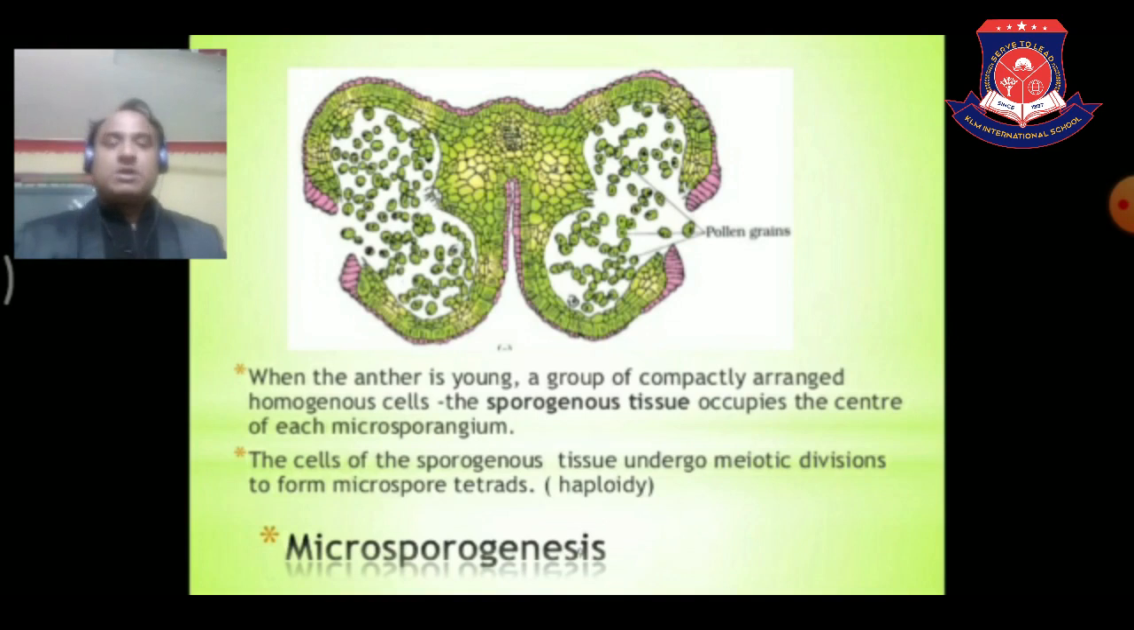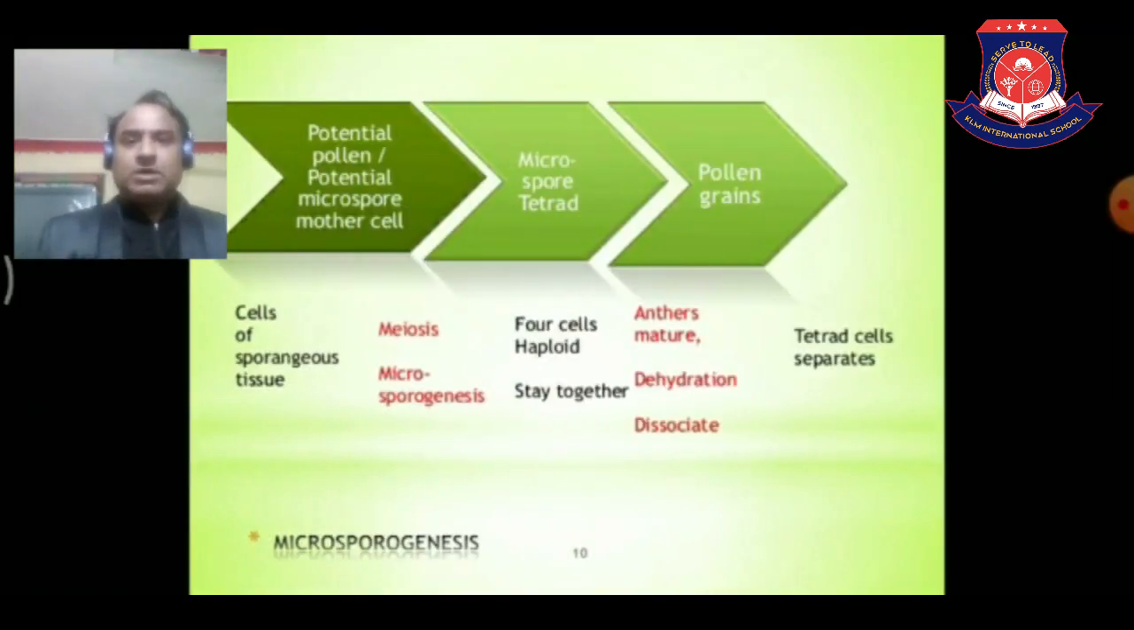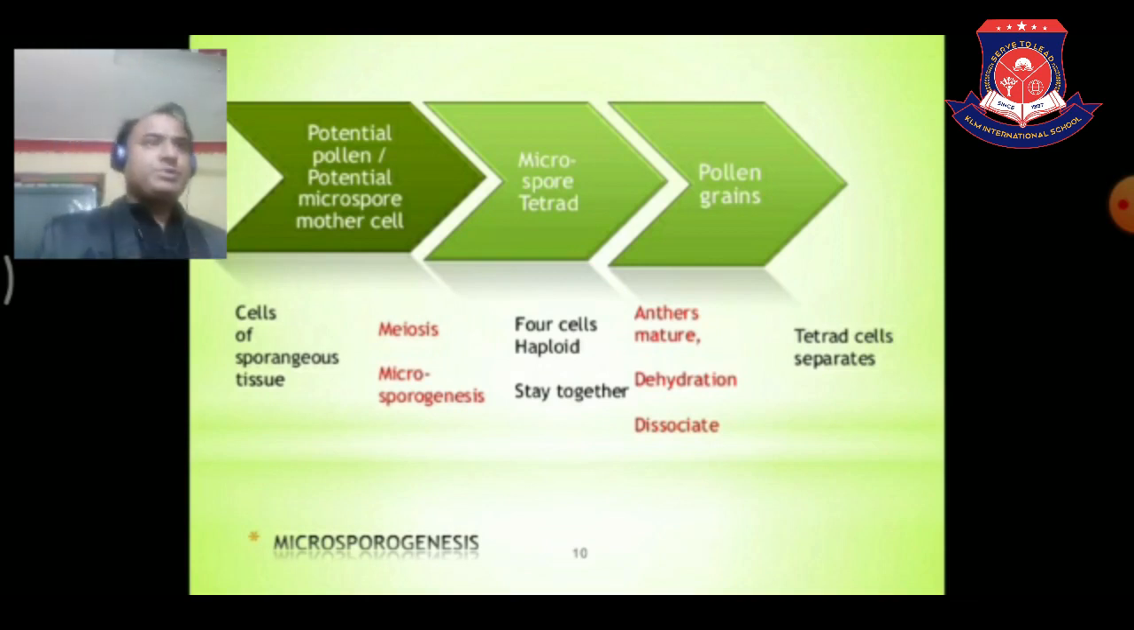Due to this reason, microsporogenesis is the word specially for the production of male gametes, and megasporogenesis is the word for the production of the female gametophyte. Normally, during the production of microspores, or you can say pollen grains, we know that meiosis takes place.